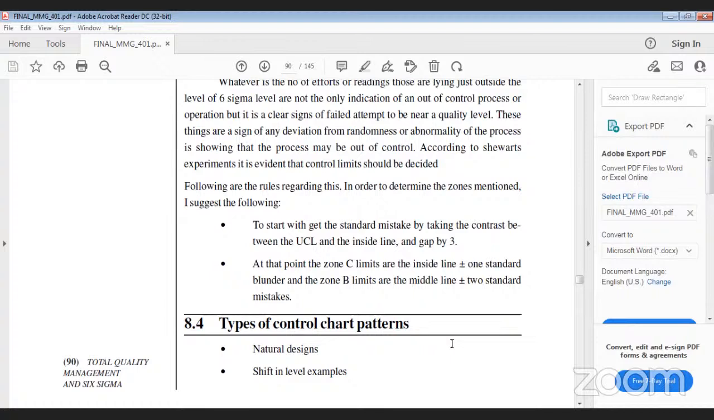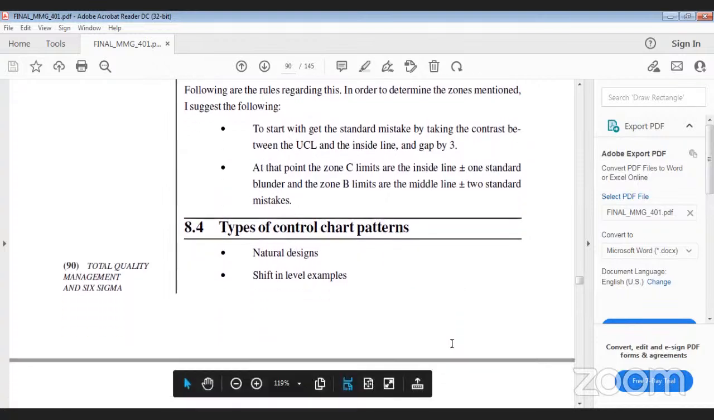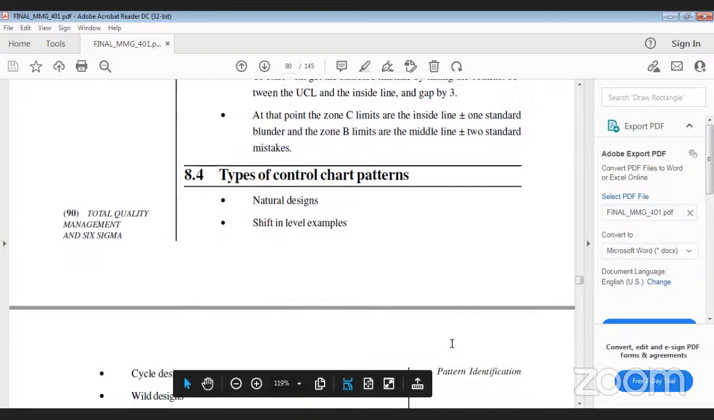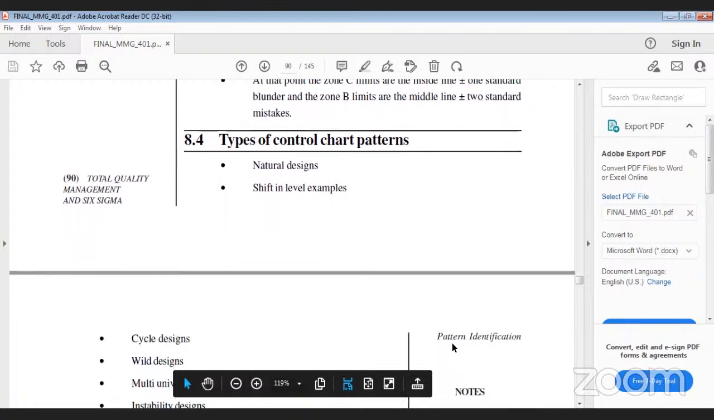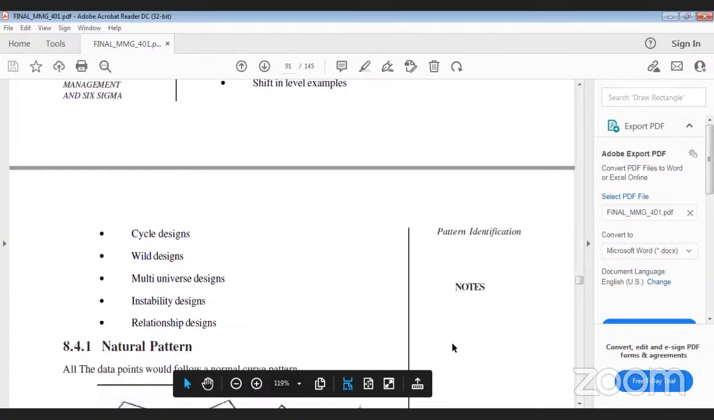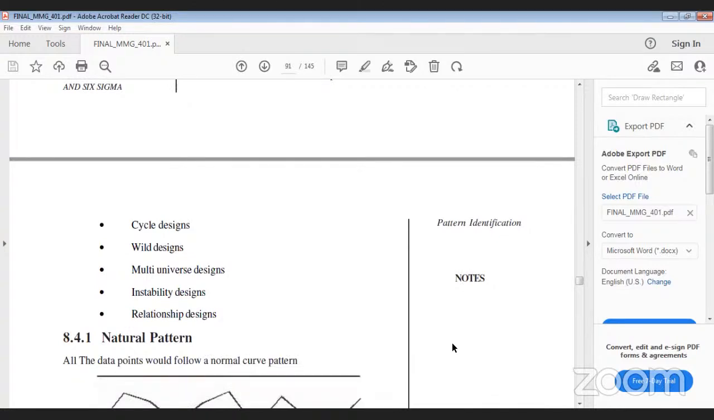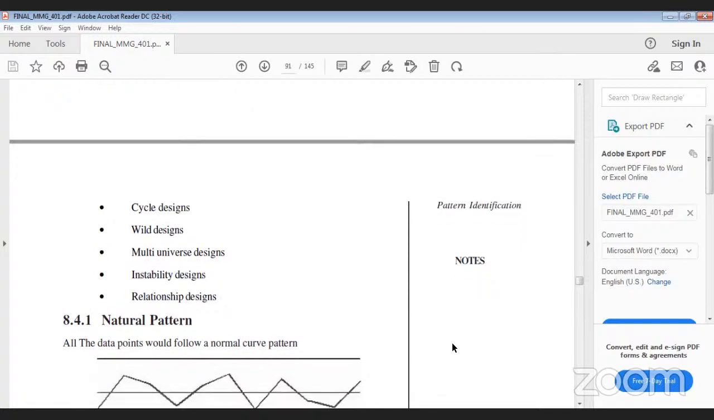There are some types of control chart patterns here, and those are natural patterns, shift in level, then cycle patterns, then freaks, then multi-universe, then instability and relationship. So these are the types of control chart patterns here. First one is the natural pattern. In this pattern, you will find that all the data follow the normal curve pattern. The important and clearly visible characteristics of such a pattern are given below.